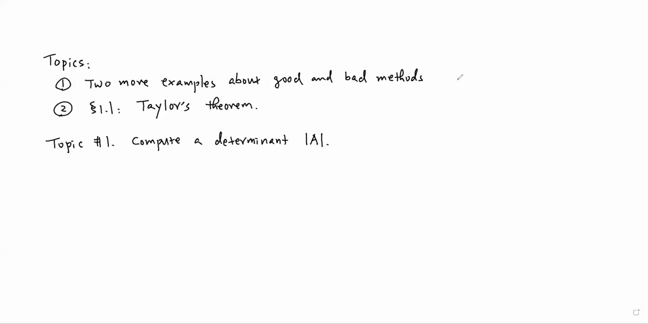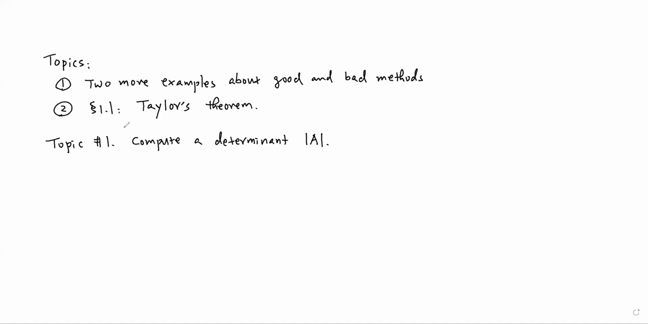Two topics today. The first one, I still want to show you two more examples about good methods and bad methods. The second example, we turn to study section 1.1, Taylor's theorem. Through this course, we often use Taylor's theorem. Topic one, two more examples.